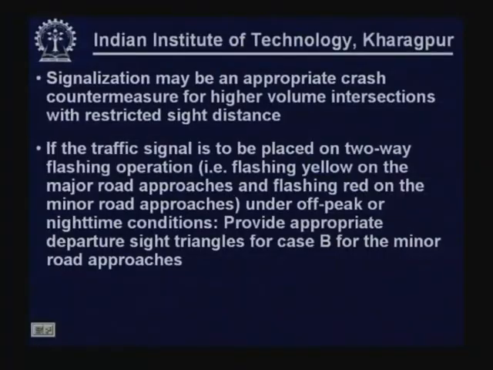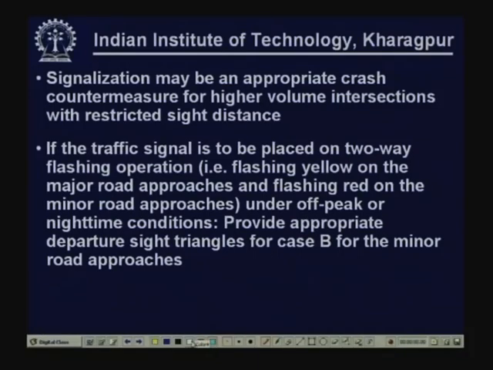Now, there is another special consideration for signal control. They are as follows. If the traffic signal is to be placed on two-way flashing operation, what we mean by two-way flashing operation is like this: flashing yellow on the major road approaches and flashing red on the minor road approaches under off-peak or night time conditions.